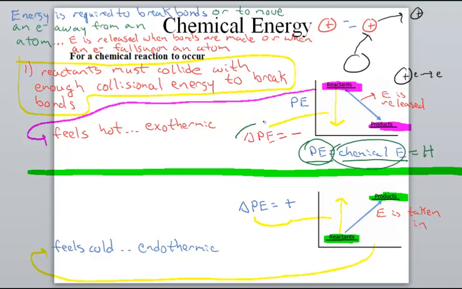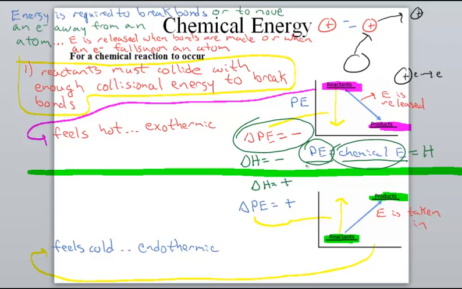So here we have change of potential energy as negative. It could be change of H. If that's a negative energy, that's an exothermic reaction. Down here for endothermic, if the energy was given, the change of H, the change of potential energy would be a positive number.